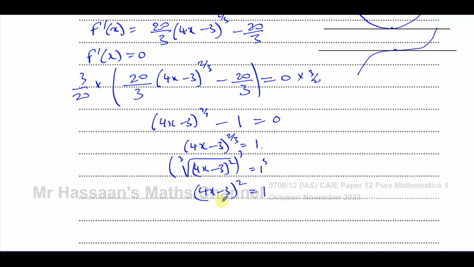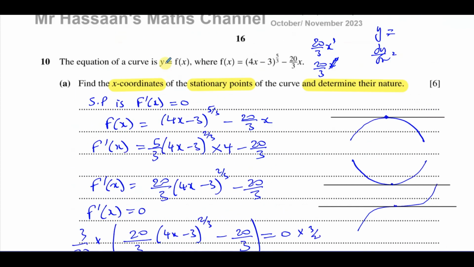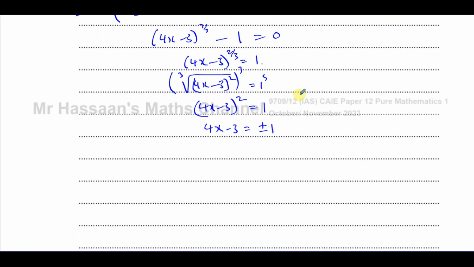So here we can take the square root of both sides. Now, there are two values of 4x - 3 that would give you 1. If 4x - 3 equals 1, 1 squared gives you 1. If 4x - 3 equals minus 1, then minus 1 squared also gives you 1. So 4x - 3 could be plus or minus 1. That's why we have two stationary points here. As we can see, it says find the coordinates of the stationary points, not point, but points. So there's more than one.